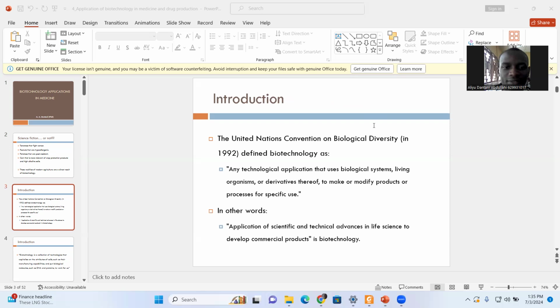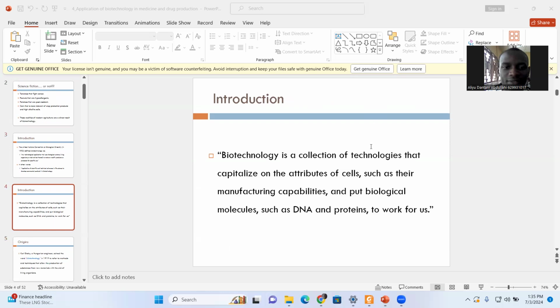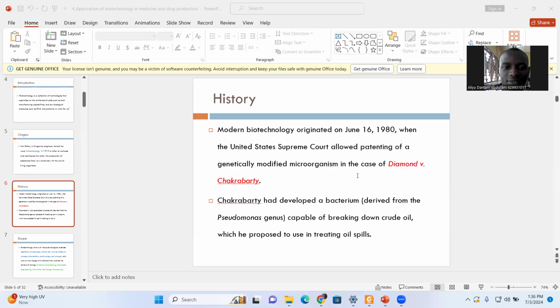You can read this background on your own time. I don't think we need to read a lot here. It's just a definition of biotechnology. It's defined as the application of scientific and technical advances in life science to develop commercial products. Biotechnology is a collection of technologies that capitalize on attributes of cells, such as their manufacturing capabilities, and put biological molecules such as DNA and proteins to work for us, like the last class where we discussed production of monoclonal antibodies. This is basically it, right? It fits into this definition.